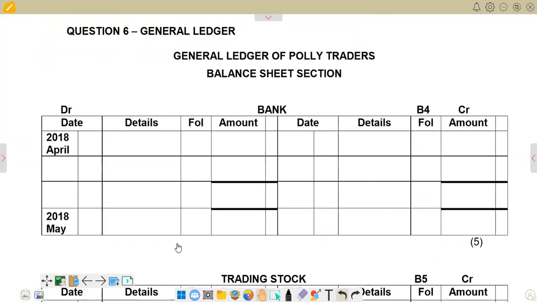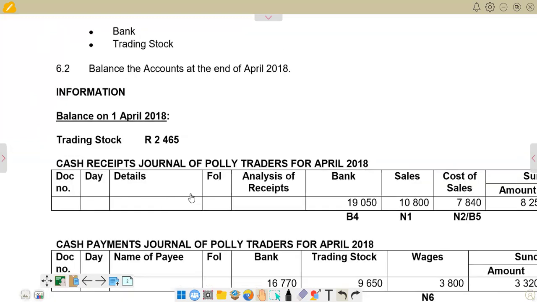So remember, when we are opening these ledger accounts, we need to see if we have got an opening balance. That is our balance B/D, balance brought down at the beginning of the period. If you go back to the question, you'd see that we are not given such an opening balance. We are only given the journals, as in the transactions which took place during April. So we are not going to have an opening balance in the bank account. We are only going to transfer the cash receipts amount and the cash payments amount. So basically, that's what we are going to do.